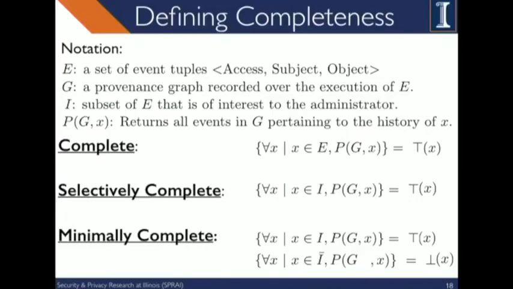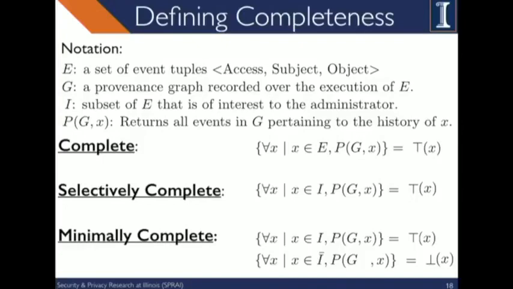Let's say E is the set of all event tuples that happen in the system. G is a provenance graph that describes the execution of E. Now, I is a subset of E, and those are the things that the administrator actually cares about. So we might imagine all of the event tuples that inform Apache. And then finally, we have a provenance function P, which is effectively a query. It returns all of the events in G that pertain to the history of a particular object.